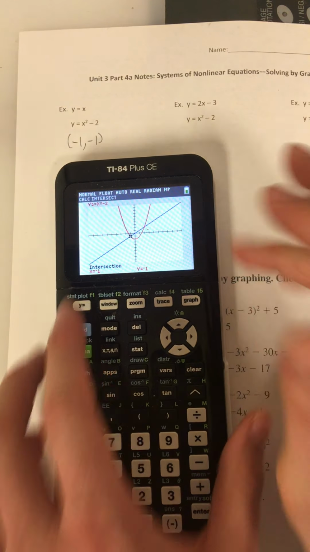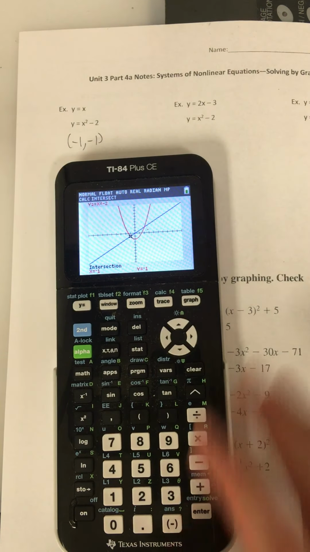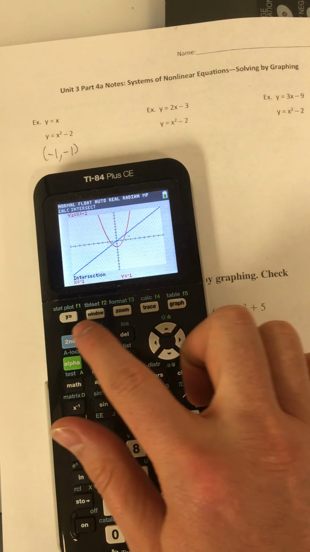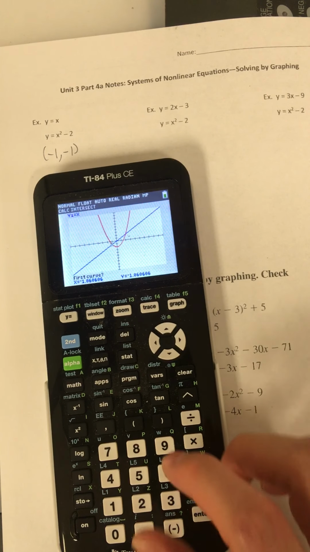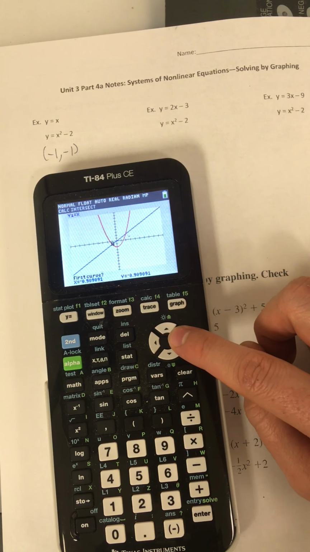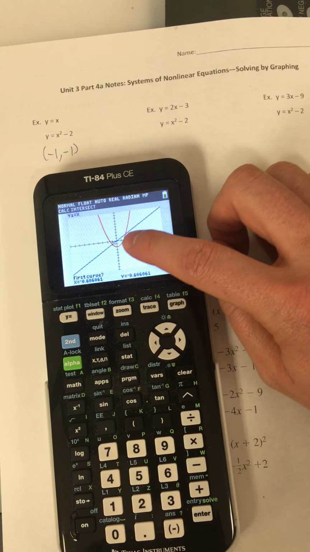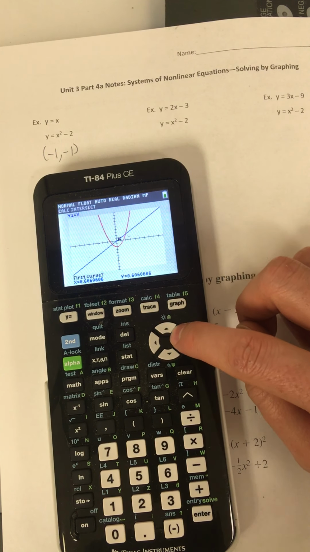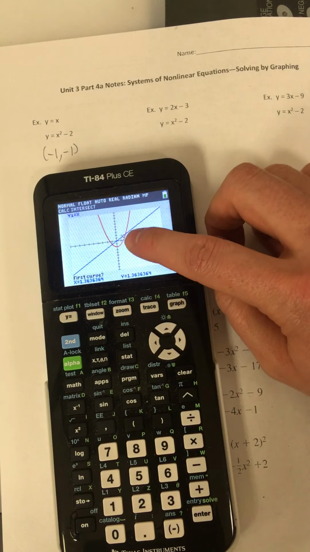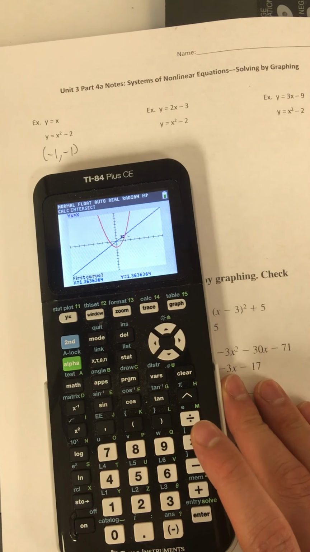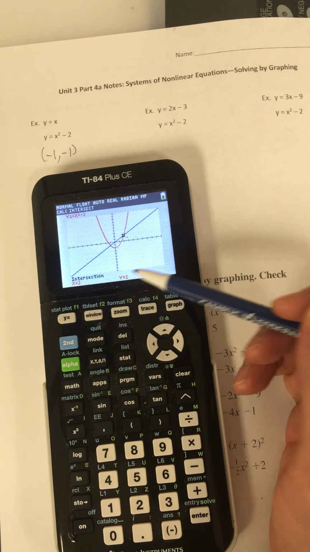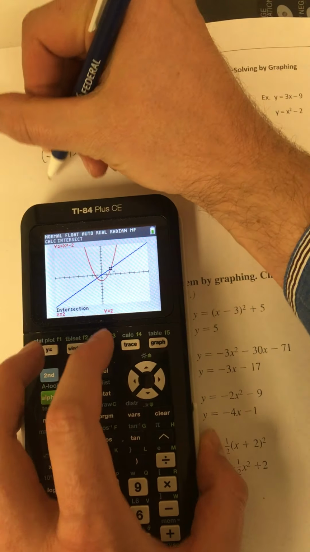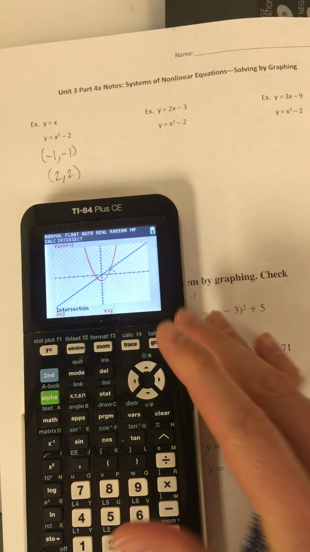Now that's not the only answer. It's also touching over here. So I'm going to have to do the same process again to get my other answer. If you hit second, trace, go to intersect, so you can just hit 5. Now, this time, don't hit enter yet. It found that answer already. We need to move our cursor, just use your right arrow, move it closer to that point than that point. Doesn't have to be right on it, just as long as it's closer. So if you hit enter, and then enter a second time, and then enter a third time, now it's going to intersect at 2, 2. That's the other point where they touch. 2, 2. These are my two solutions.